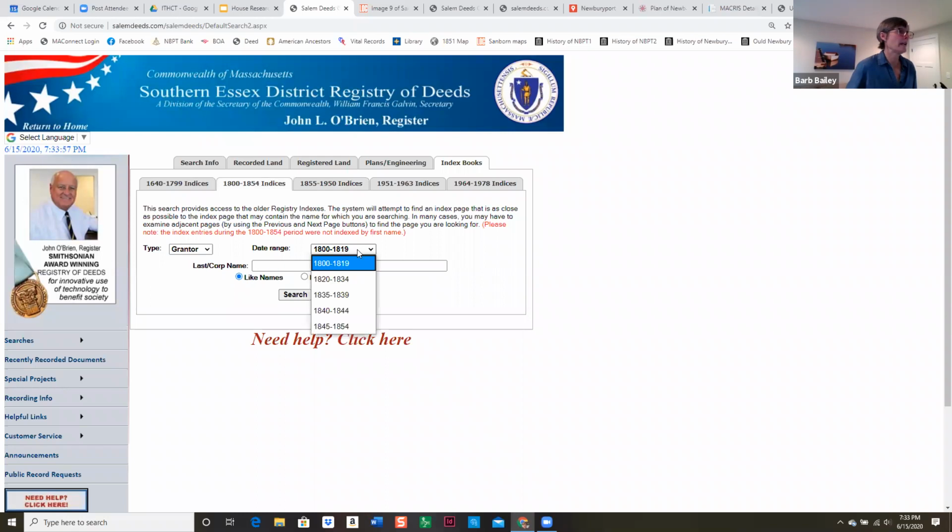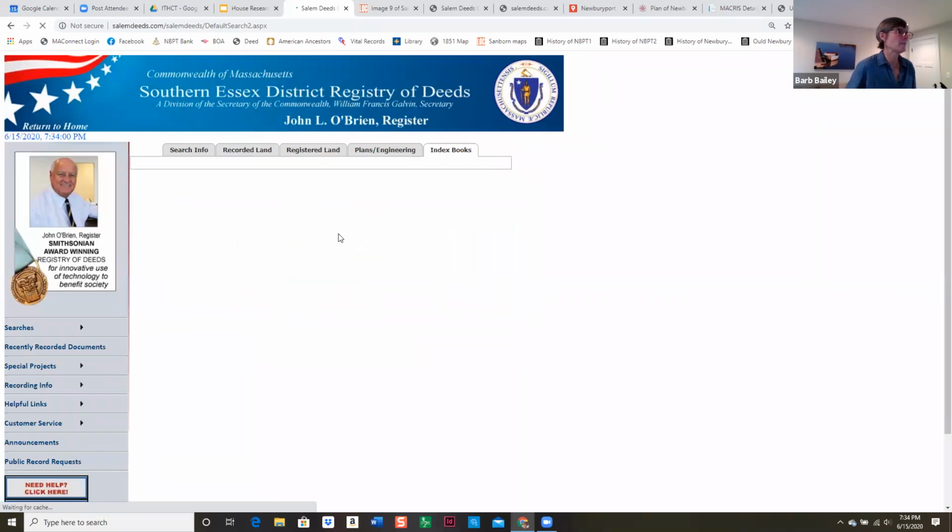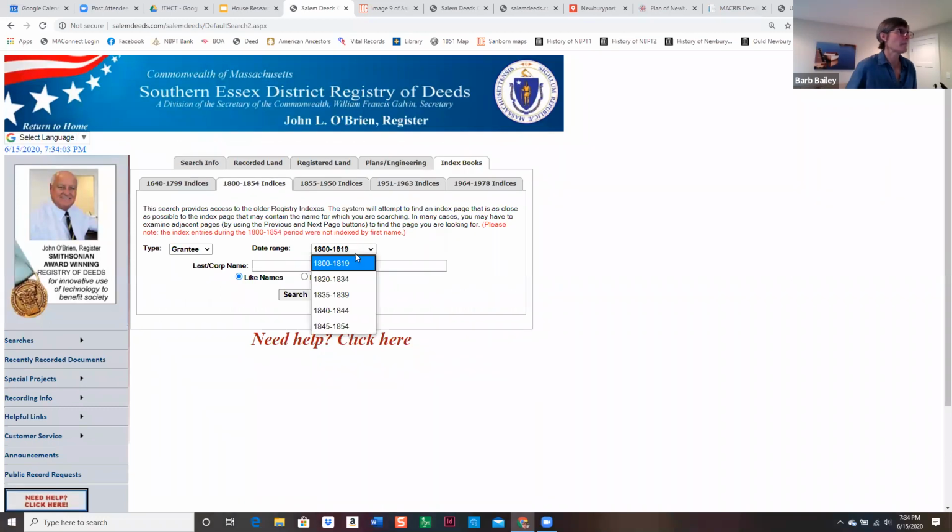First I would change it to grantee because I want to see how Dockham got the house, and continue working back in time. Just be careful not to jump in time because you might miss something in between. So I work methodically backwards until I find what I'm looking for.